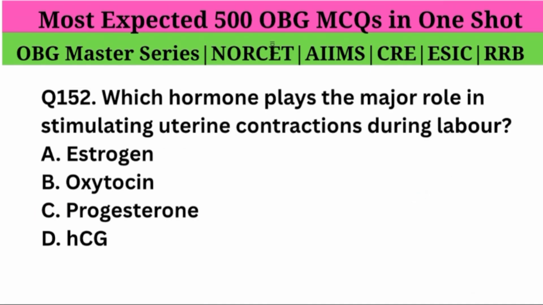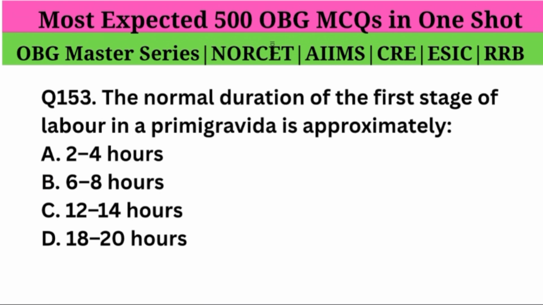Next question. Which hormone plays the major role in stimulating uterine contractions during labor? Your correct option is option B, oxytocin. Next question, the normal duration of the first stage of labor in a primigravida is approximately. Your correct option is option C, 12 to 14 hours.